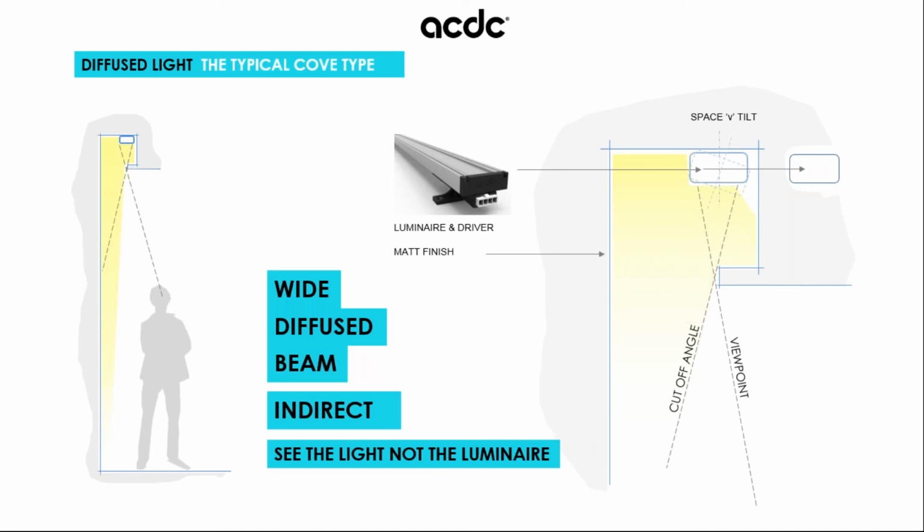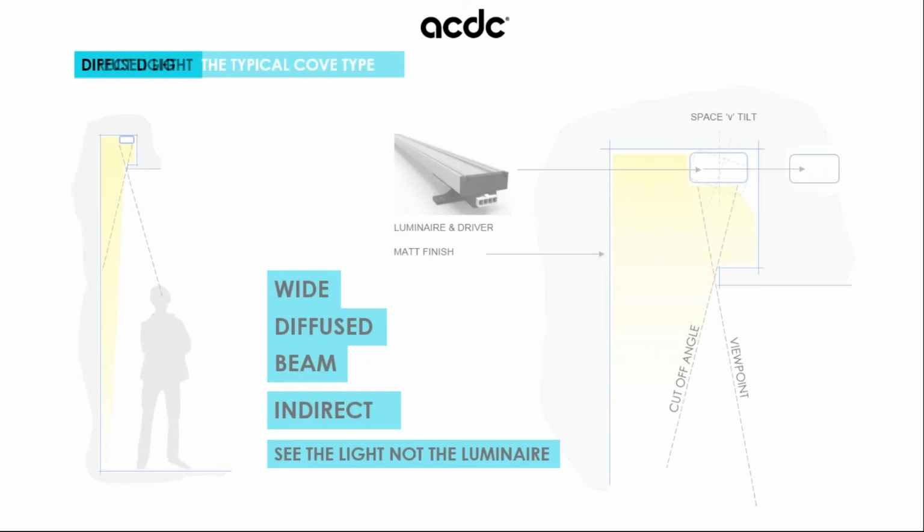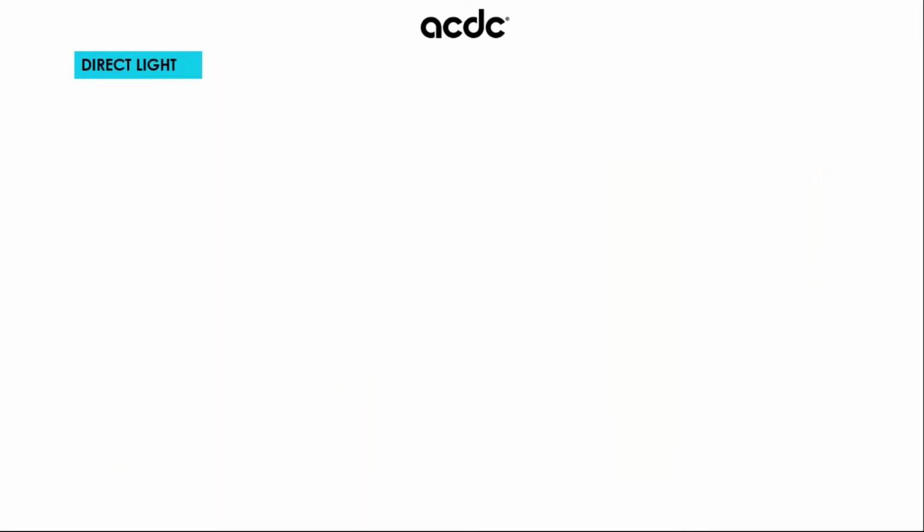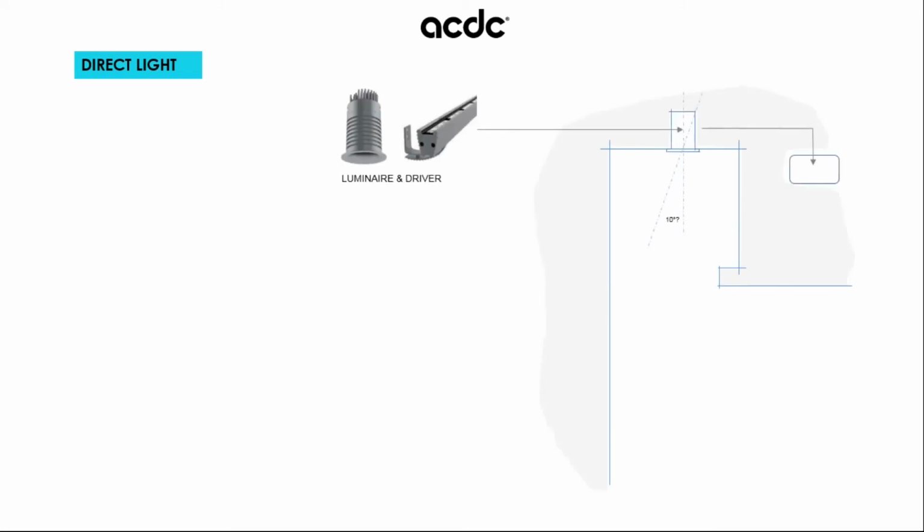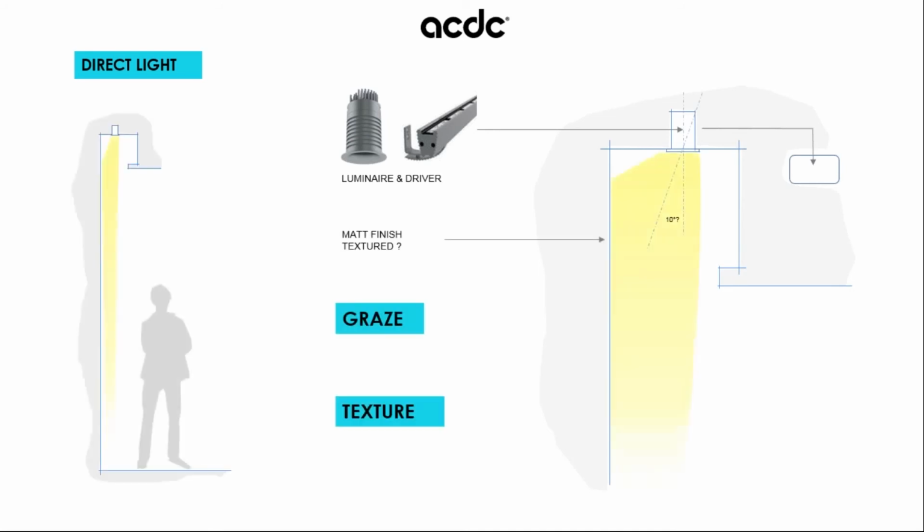The second variant is very different. It's a direct cove. And this is really where we're looking to incorporate maybe a point source or a linear source up within your cove detail. And again, maybe we're tilting it by 10 degrees just so that we're grazing down that vertical. And again, if we're thinking about grazing, this is really because maybe there's a texture. It could be because of the material. It could be concrete, it could be wood, it could be some other textured paneling. And by grazing it, we're really bringing out the drama, the context of that space.